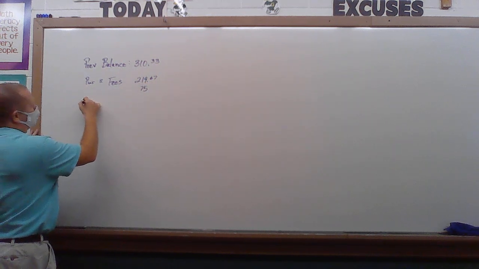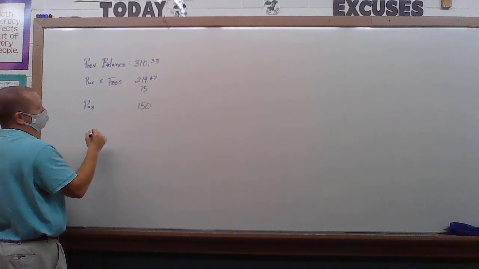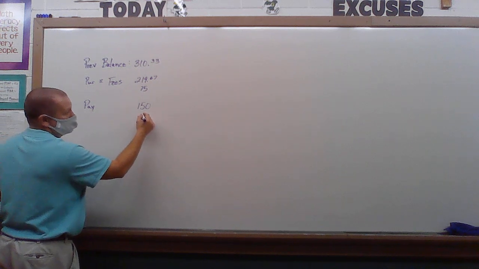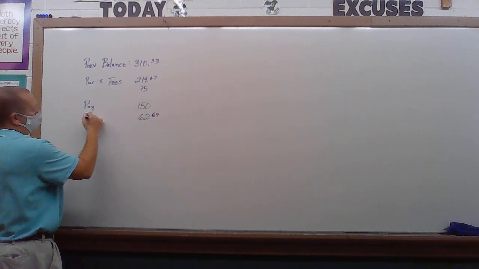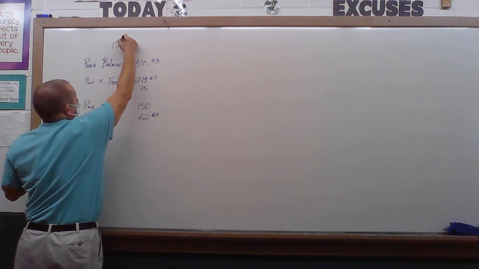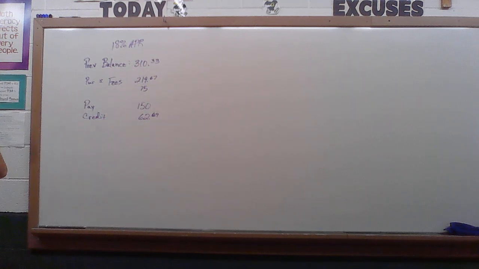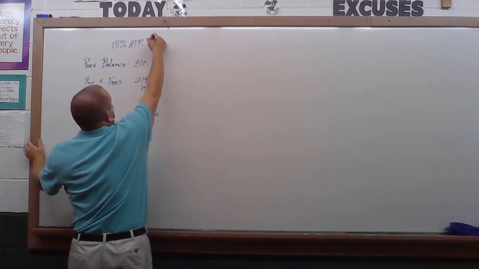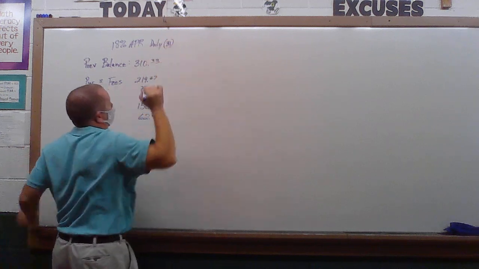Okay. Did we have any payments? 150. Did we have any credits? 62.69. Okay. All right. And it said that we're using 18% APR. And what was it, monthly or daily? It's daily. And what was our month? Or did they give you a number? 31 days. Okay.